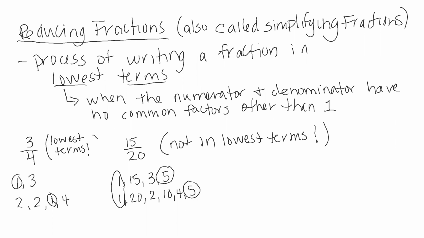All right. So our goal is to take a fraction like 15/20 and write it in such a way that it no longer has that 5 in common. And that's the process of reducing. So basically what you do is you want to divide out those common factors. Okay. And there are really two main methods for how to do this. Okay. So two main methods.